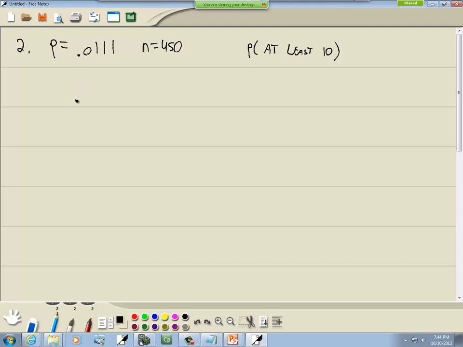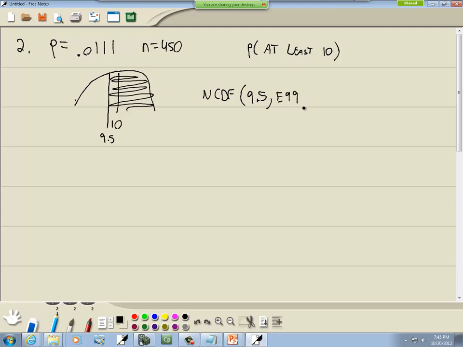Okay, so we're going to do it via the calculator first. Here's 10, at least 10. That includes 10, and it's shaded to the right, so I'm going to need to subtract 0.5. So again, if the wording includes 10, the shading has to include 10. We're going to do normalcdf, our lower bound, which is 9.5. Now it's shaded forever this way, so that's E99. That's how we represent positive infinity.